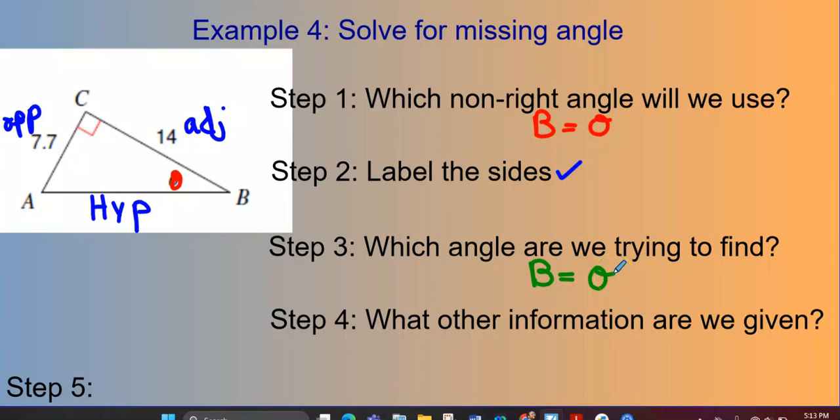All right. So step 4, again, we're looking at what other information they gave us. This part, we're always going to be in degree mode here unless they literally say radians. So we're going to be in degree mode. Unless they tell you specifically that we're going to be in radians, it's going to be degree mode.